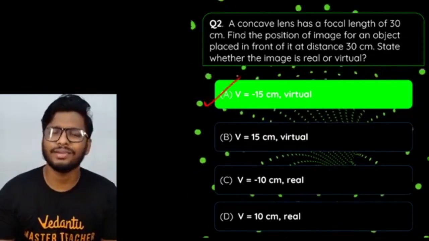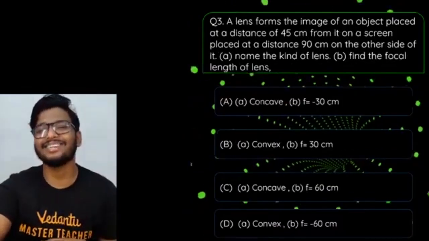So the right answer, guys, is option number A again. Well done again, people. Here's the third question. Take a look at this one.